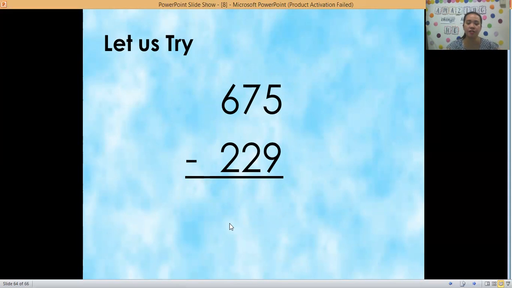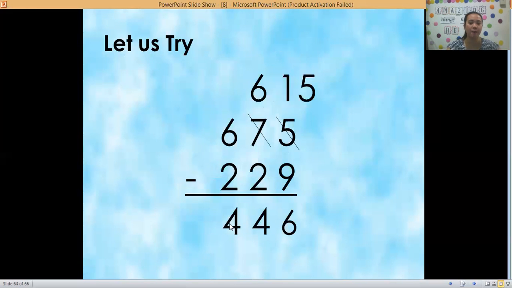Show your answer. Ready and up. The correct answer is 446. 5 minus 9 cannot be. Borrow 1 from 7. 7 will become 6. 5 will become 15. 15 minus 9 equals 6. 6 minus 2 equals 4. And 6 minus 2 also equals 4. So the answer is 446.